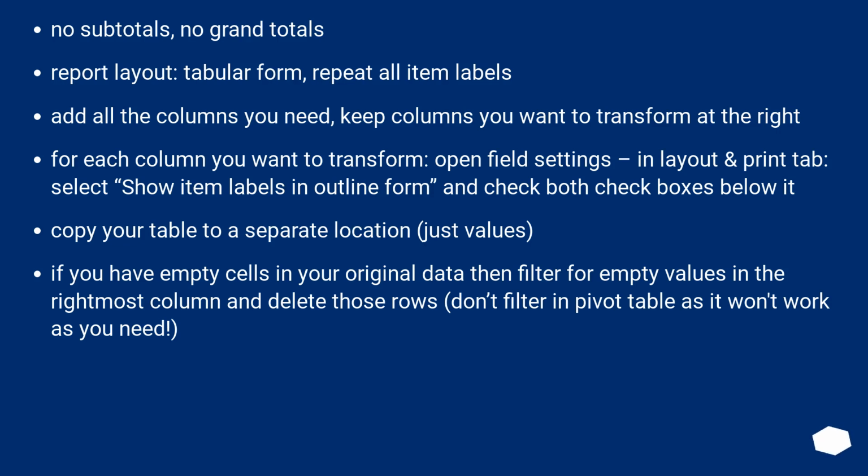For each column you want to transform, open Field Settings, in Layout & Print tab, select Show Item Labels in Outline Form and check both checkboxes below it. Copy your table to a separate location, just values. If you have empty cells in your original data, then filter for empty values in the rightmost column and delete those rows. Don't filter in Pivot Table as it won't work as you need.